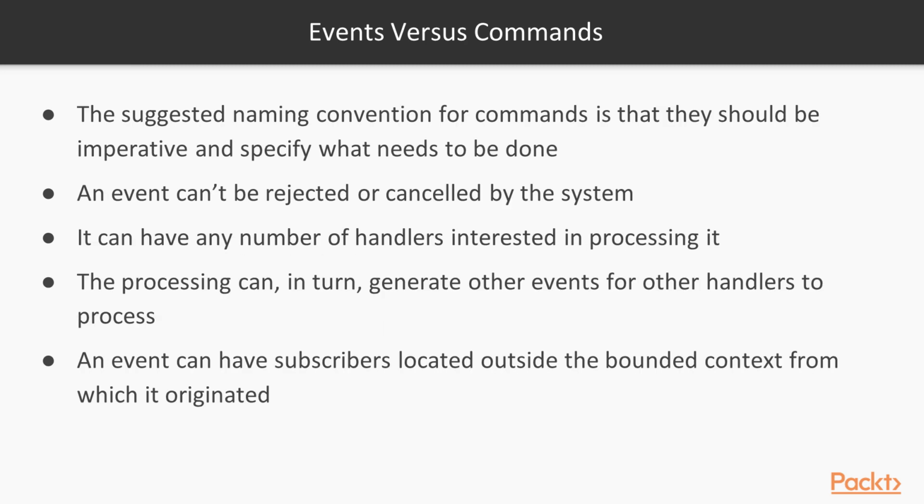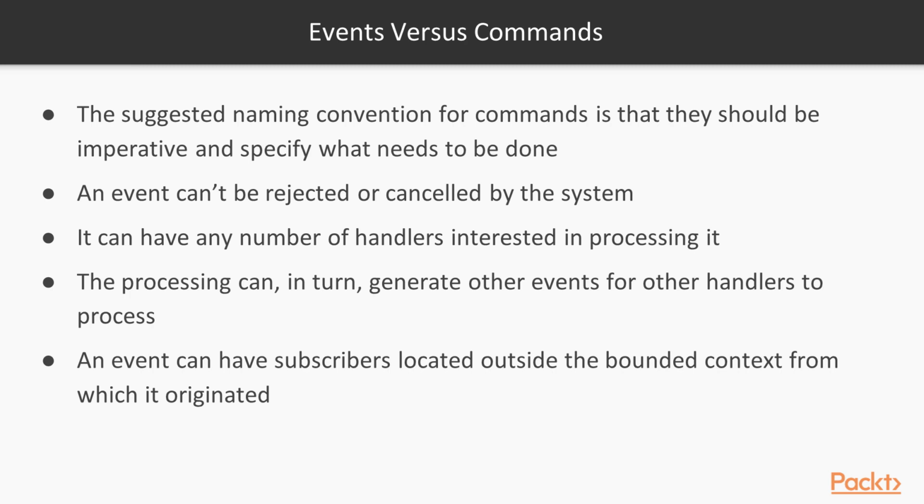Whereas an event can't be rejected or canceled by a system, because an event represents something that has already happened. So if you have transferred your money, money transferred is an event. This cannot be rejected or canceled. It can be undone, but cannot be rejected. An event can eventually generate other events as well. An event can be listened to by other subscribers outside of the bounded context. And finally, an event can be idempotent. This is an important concept.